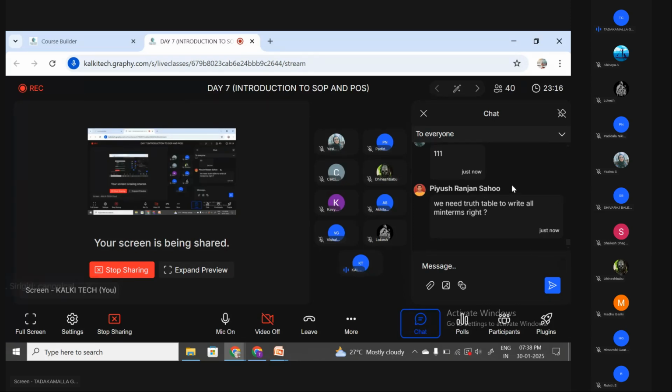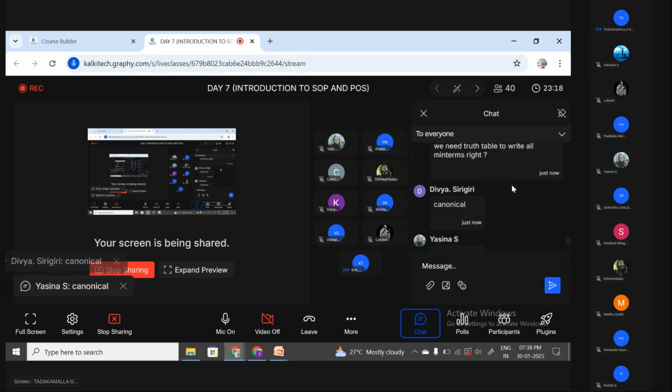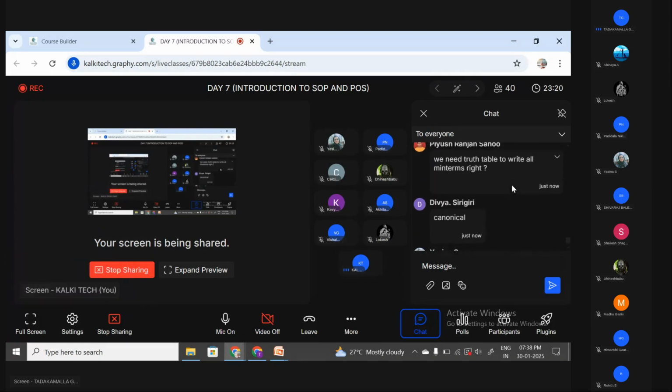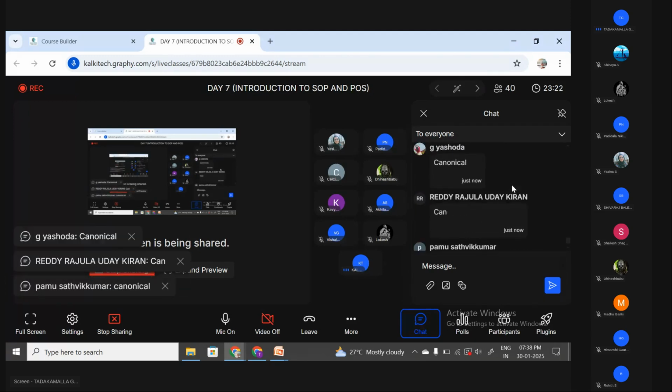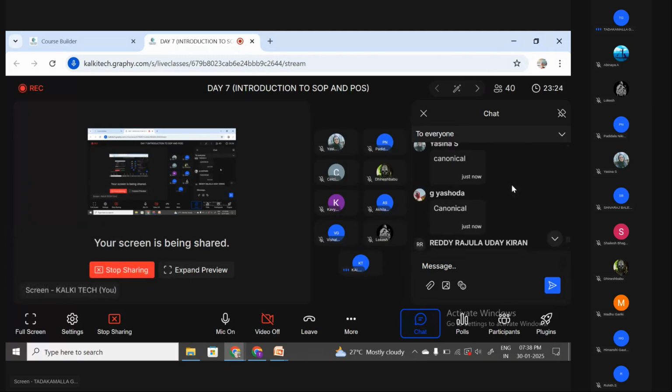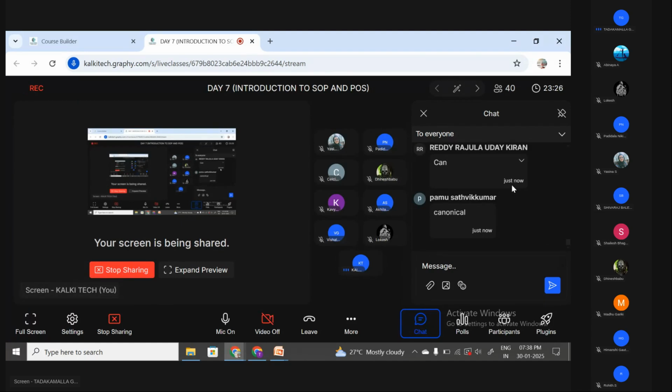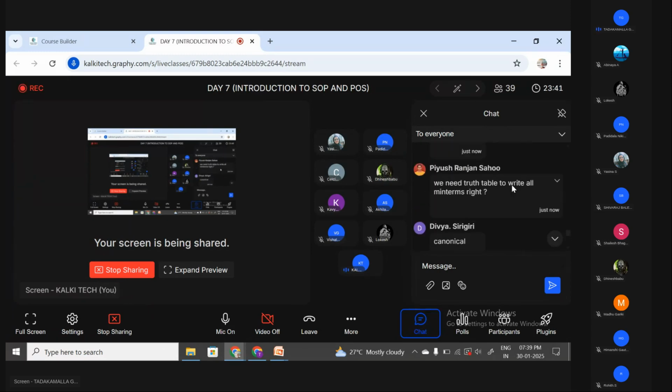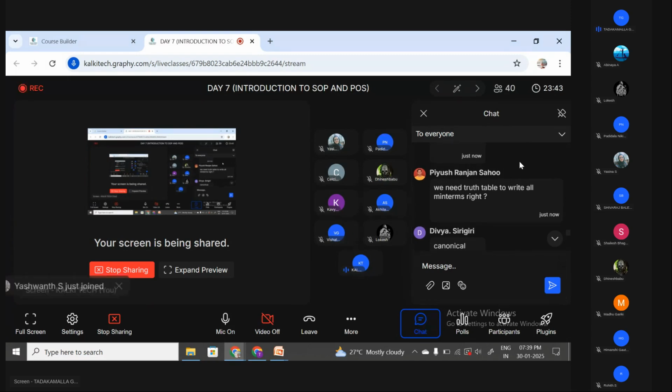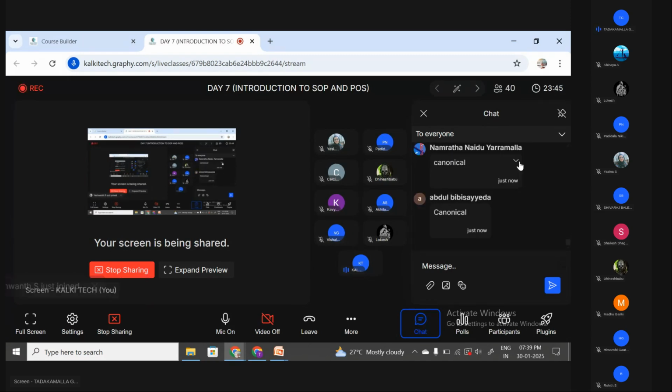Yes, we need truth tables. Is this canonical form or normal form? Canonical form. So for this canonical form, we are going to write the minterms. One more question: do we need a truth table to write all the minterms? No, like I said, right?